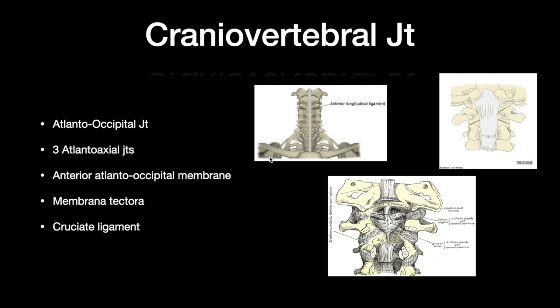And the most superficial is the anterior longitudinal ligament, and see, it covers the body of the vertebra. And then the anterior atlanto-occipital membrane is just the continuation of the anterior longitudinal ligament. Deep to that is the membrana tectoria, right here, and deep to that is the cruciate ligament. And the cruciate ligament is what holds the dens in place.